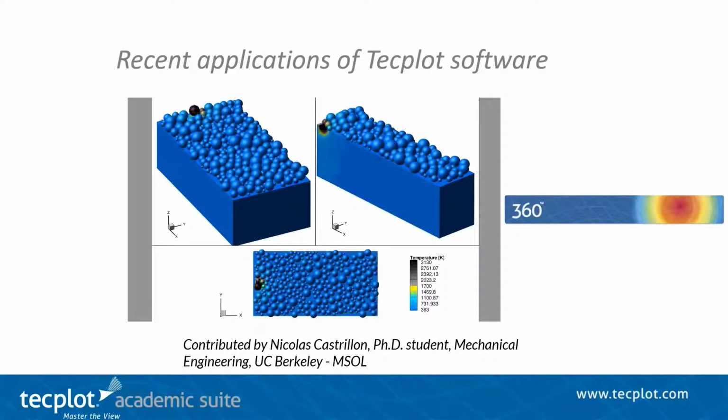And here we have a couple of recent and unique applications of Tecplot 360 that come to us from students at the University of California, Berkeley Multiphysics Simulation and Optimization Lab. This animation shown here is from the work of Nicolas Castrillon, and the simulation is of the laser scan path in a selective laser sintering manufacturing process. The selective laser sintering process consists of using a thin laser that scans the top of a bed of powdered material in order to melt and consolidate local powdered material and ultimately print a part layer by layer.